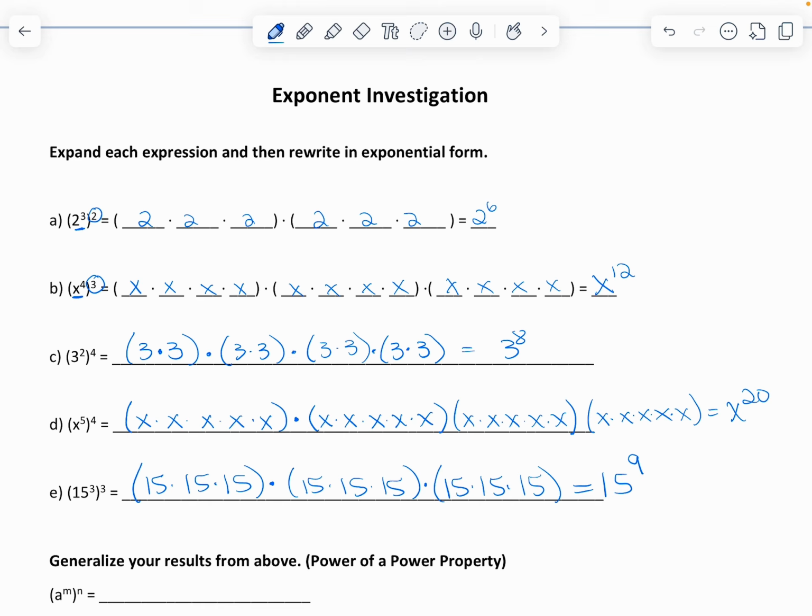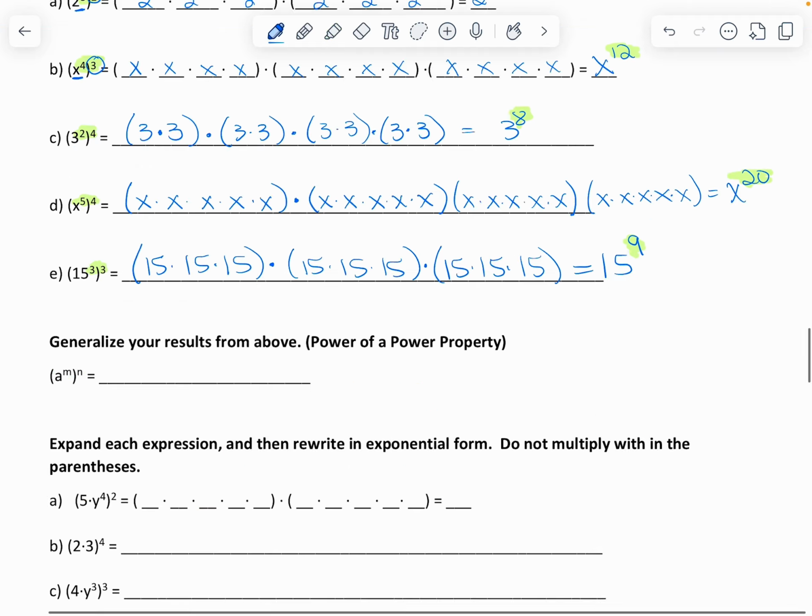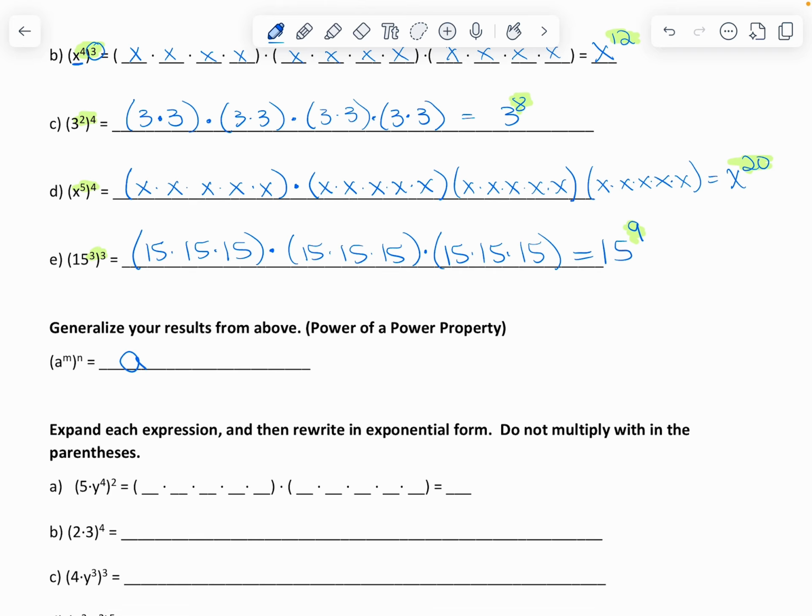So if I look at this, let's compare. I have a 3 and a 2, I have a 6. I have a 3 and a 4, and I've got 12. I've got a 2 and a 4, I've got 8. I've got a 5 and a 4, I have 20. 3 and a 3, and I have 9. So how did we get that every single time? If you notice, if the base is the same, all we're doing is multiplying the exponents. So we write the base, we don't change it at all, and then we're multiplying the exponents.